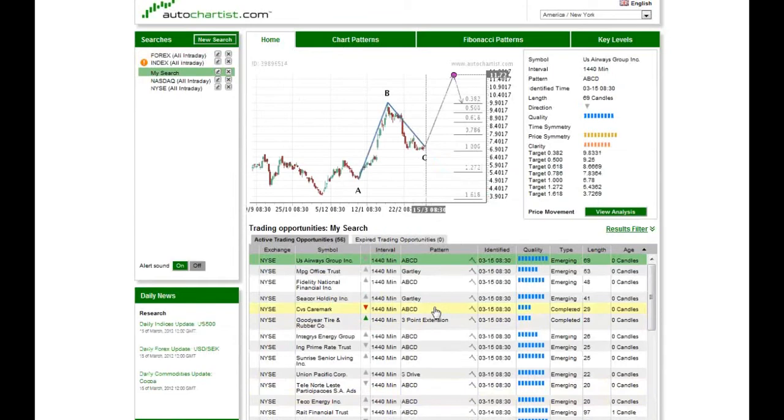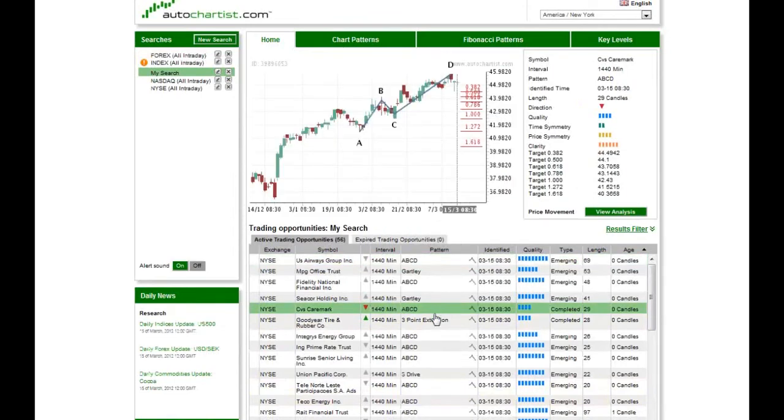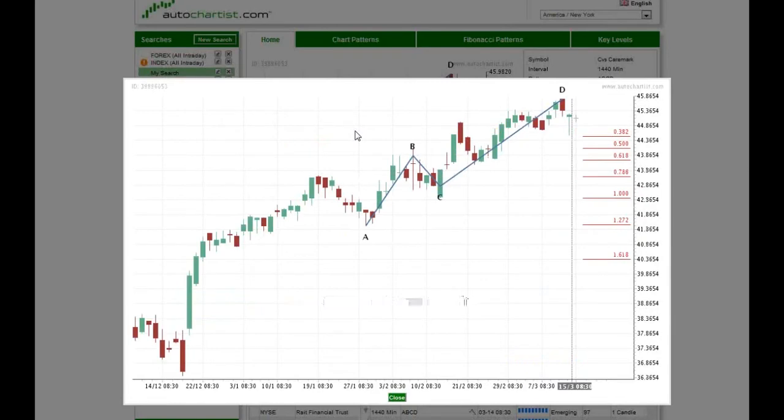Let's look at a completed Fibonacci pattern. Okay, this is CVS. I'm not that familiar with the US markets. I'm not quite sure what company CVS Caremark is, but let's have a look at this. So now Autochartist is saying to us, I've identified an ABCD pattern on CVS, and there's the A, the B, the C, and the D. And now Autochartist has identified a very small turnaround after the D. And now what Autochartist is saying to us is that potentially there's a move down to these Fibonacci levels.